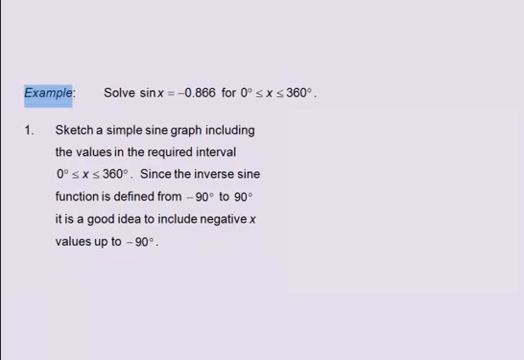Example. Solve sine of x equals minus 0.866 for x greater than or equal to 0 and less than or equal to 360 degrees. 1. Sketch a simple sine graph including the values in the required interval x greater than or equal to 0 and less than or equal to 360 degrees, like this.